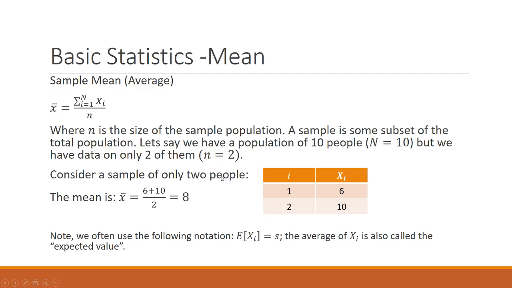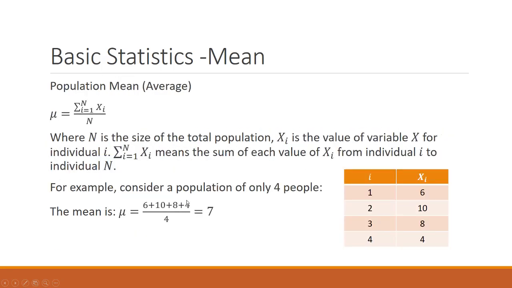Okay, so consider a sample of only 2 people. You add them up, divide by 2, you get 8. So 8 is a decent estimate of 7.